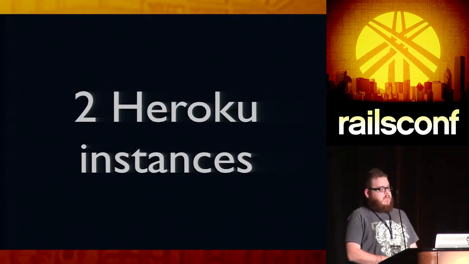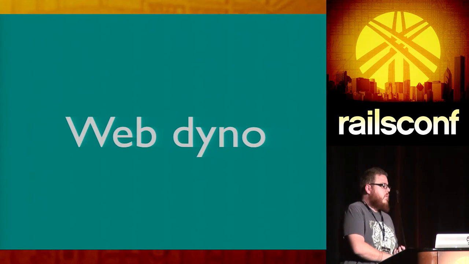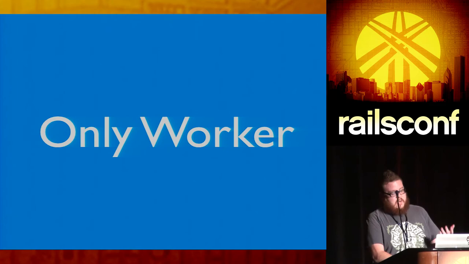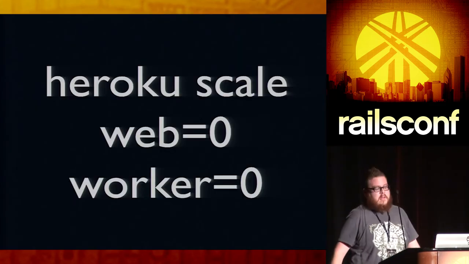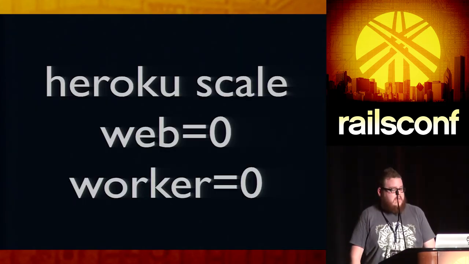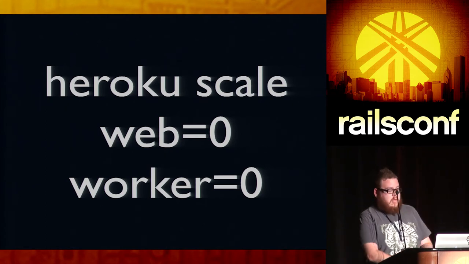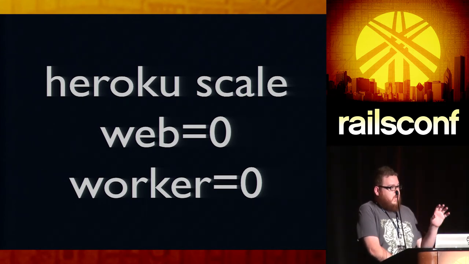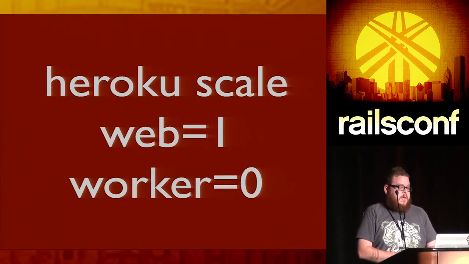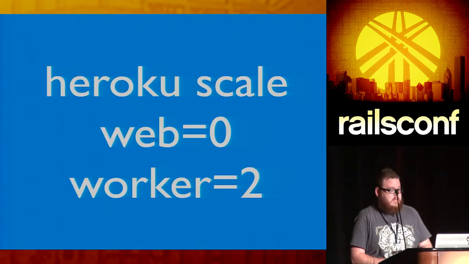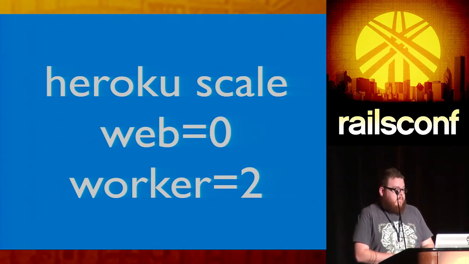I created two Heroku instances, one with just one web dyno, and the other one only a worker. Basically, you create those instances, and then you do this great thing. You set both the web dyno and the worker dyno at zero. Then, in the instance that you want to be the web application, you set the web as one, and then in the worker, it's one here, it's a typo.